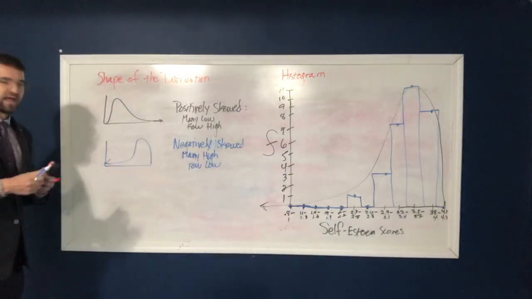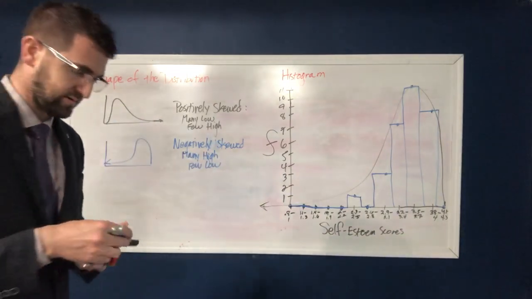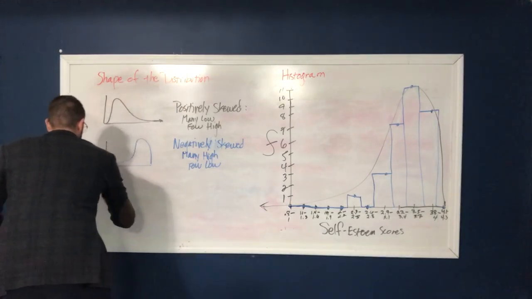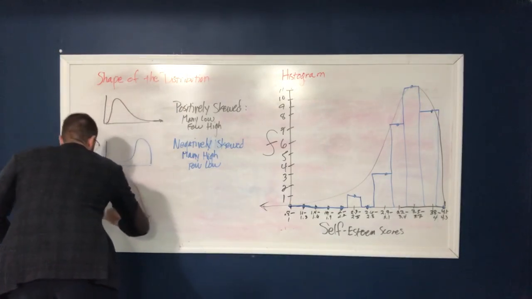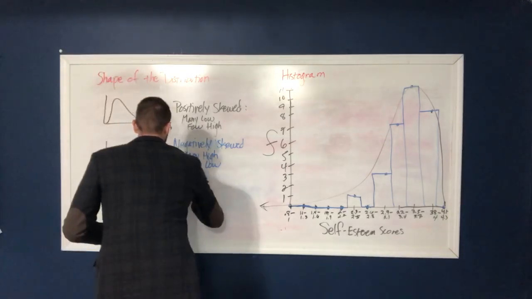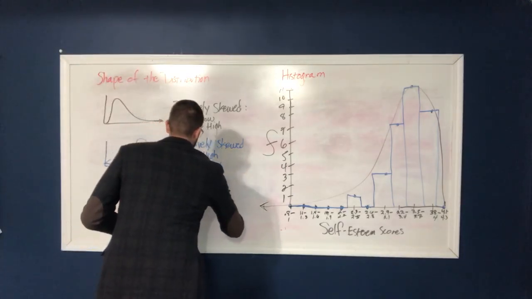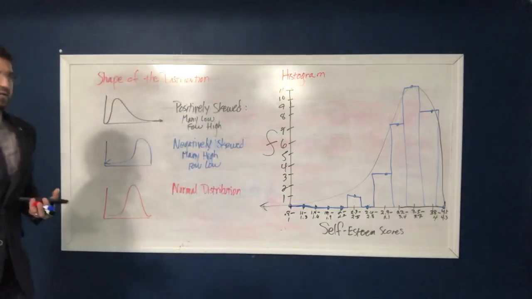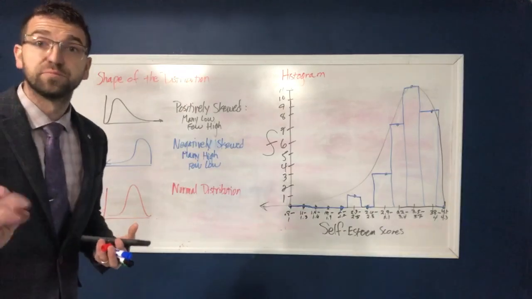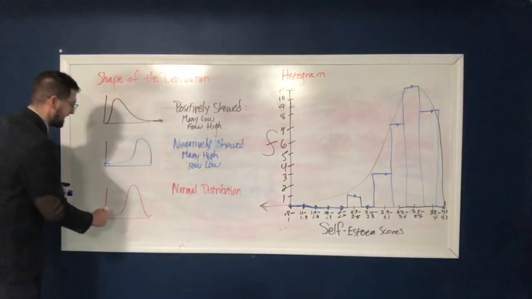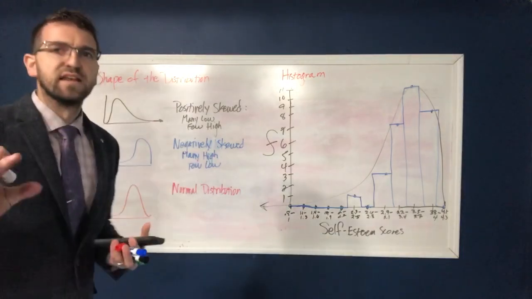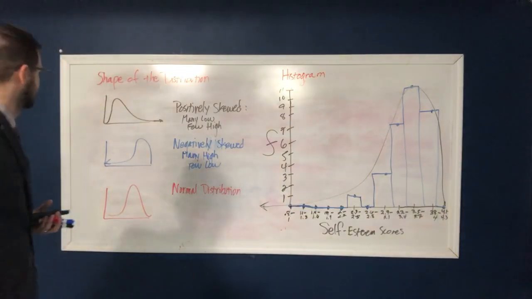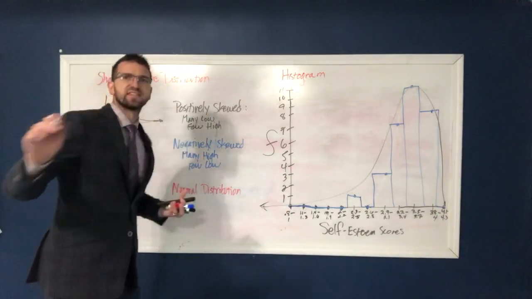Okay? And there's just one more scenario. Normal distribution, okay, is where the tail is neither pointing to the left nor the right. So you can think of it this way.